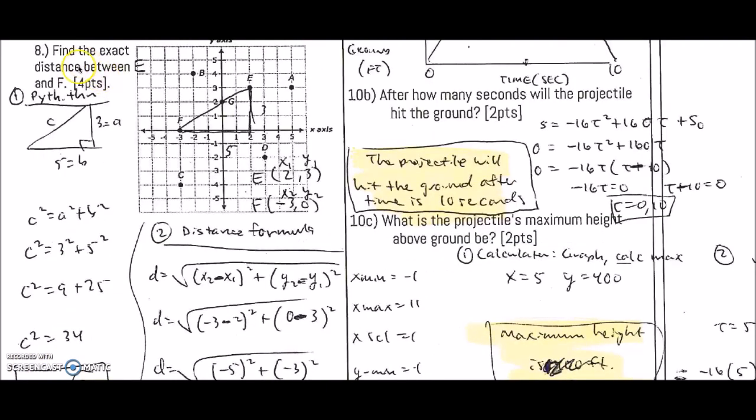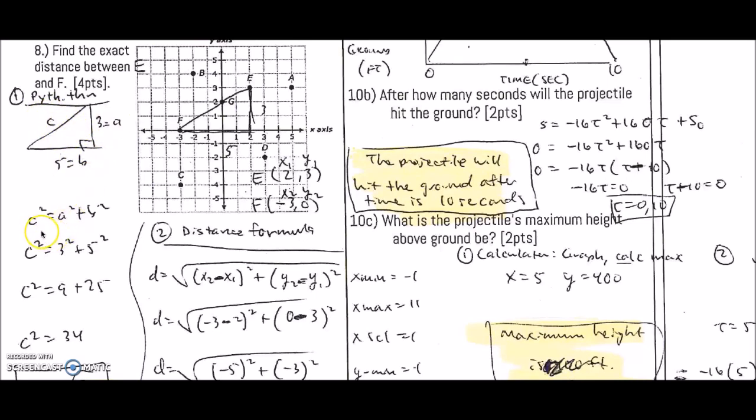Question number 8 says find the exact distance between points E and F. So here's E, there's F, write down the coordinates, 2, 3, -3, 0. I use Pythagorean theorem, you can just make a right triangle, count down, that's 3. Count towards F, that'd be 5. I label my sides A and B. C is the most important. That's across from the right angle.